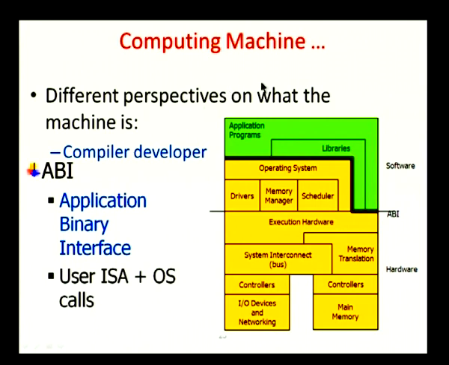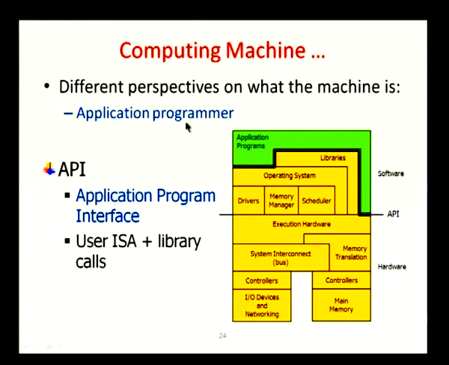Next, when you consider computing machines, you have to consider the perspective of the compiler developer. The compiler developer develops the compiler, and it is installed over the operating system. So, you have the interface which separates the actual applications and libraries from the operating system. That is the ABI, known as the application binary interface. The ABI is the user instruction set architecture plus operating system calls. So, ABI divides the software applications from the operating system.